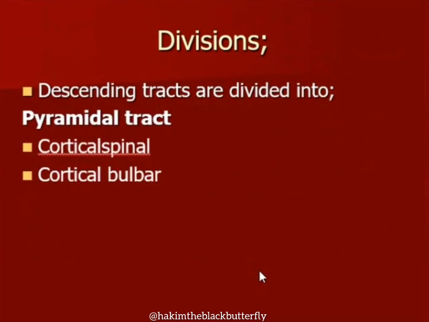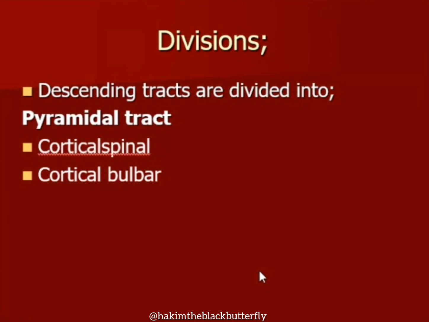So, what are the divisions of the descending tracts? The descending tracts have two major divisions. Yes, they transmit motor impulses from the brain downwards to the brain stem and to the spinal cord, but they are divided into two major divisions. The first division is known as the pyramidal tract.